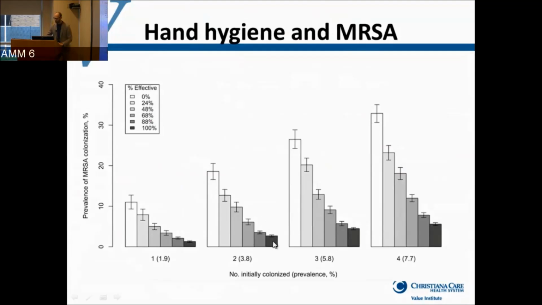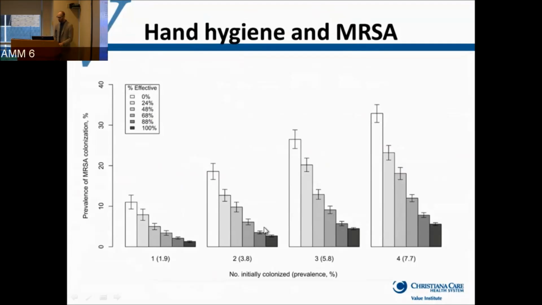The bars that you see above each of the numbers of initially colonized babies correspond to the varying levels of hand hygiene effectiveness. Again, at one extreme we had no hand hygiene, that's the white bar. At the other extreme, the black bar is 100%. The true value is somewhere in between.